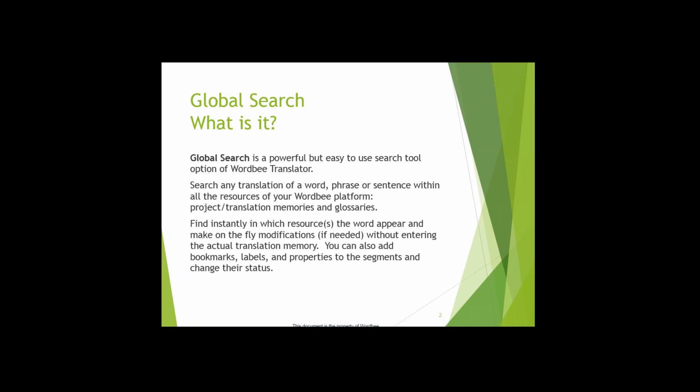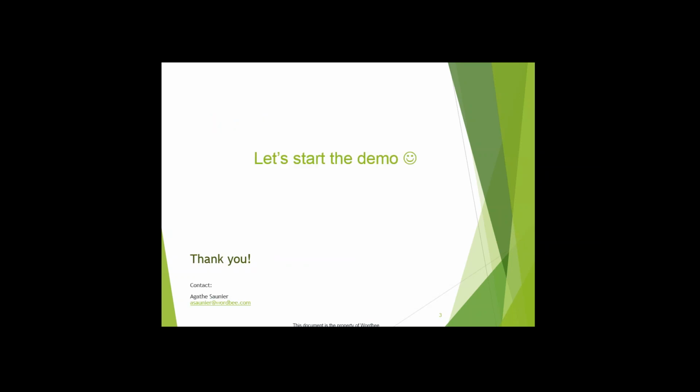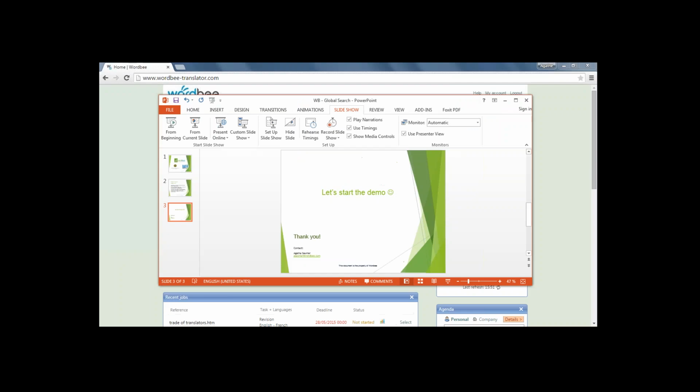And you can also add bookmarks, labels, and properties to the segments and change their status. So we will see this in a few seconds because this is a brief description of the global search function, and I would like to show you now where to find this option once you have it, how it looks, and how you can configure it. So let's start the demo.